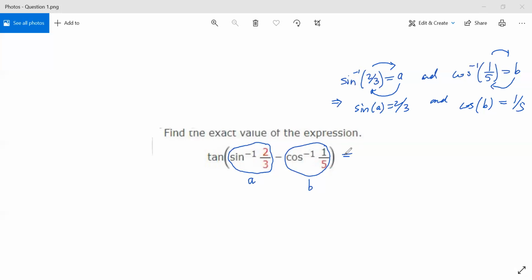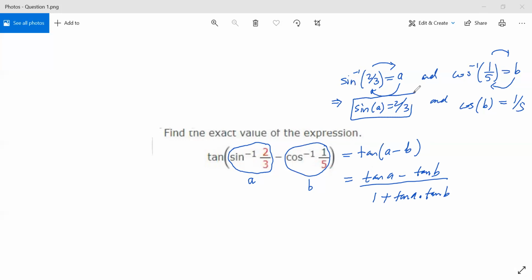But now over here, what we have is tangent of A minus B, and tangent of A minus B is a difference formula. So you use the difference formula for tangent, and the difference formula for tangent is tangent of A minus tangent of B, divided by 1 plus tangent of A times tangent of B. This is the difference formula for the tangent function, and I'm given these, and I want to find tangent of A and tangent of B from here.